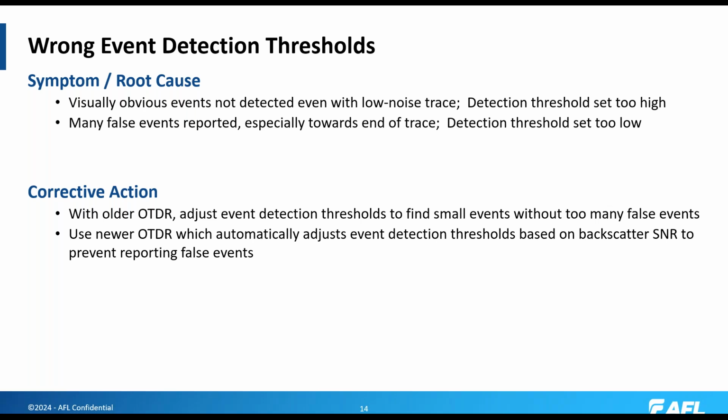So close in, where we have a very clean trace and a good signal to noise ratio, the event analysis software will use much tighter limits and will be able to detect smaller non-reflective loss events. As the noise increases further down the trace, the automatic event analysis software will relax its detection thresholds. It won't be able to detect as small events, but it also won't produce false events.